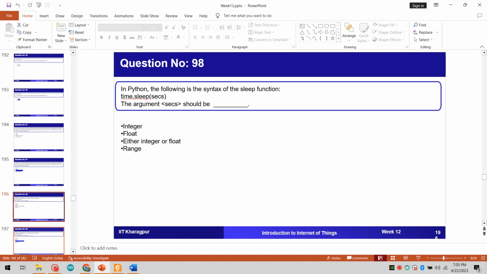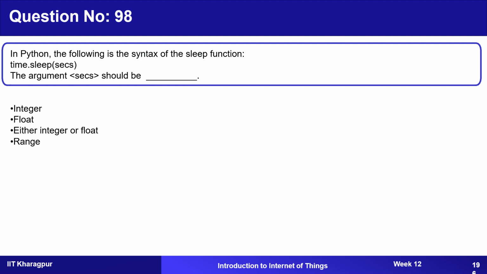No, ma'am, it's okay. Next question. Okay, let's do only 100 questions. I have 120 questions, but I have another meeting at 7:15. In Python, the following is the syntax of the sleep function: time.sleep(seconds). The argument seconds can be either an integer or a float.